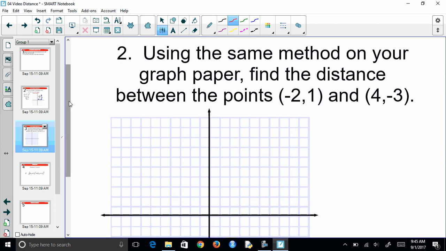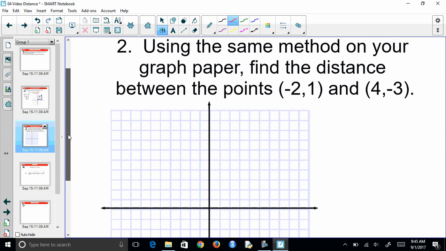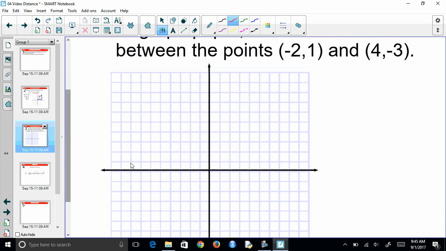Let's try it one more time drawing it out and see how this works. If I'm going to go from (-2, 1) to (4, -3), I'm going to start. My goal is to find this distance.